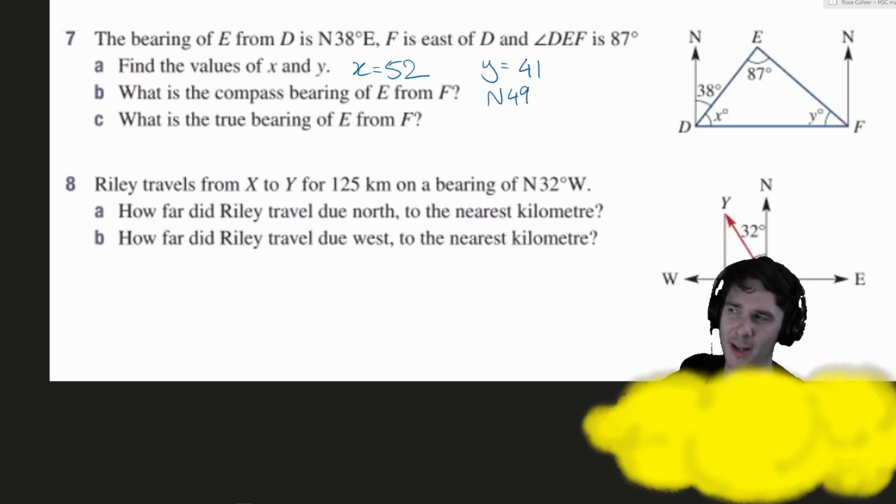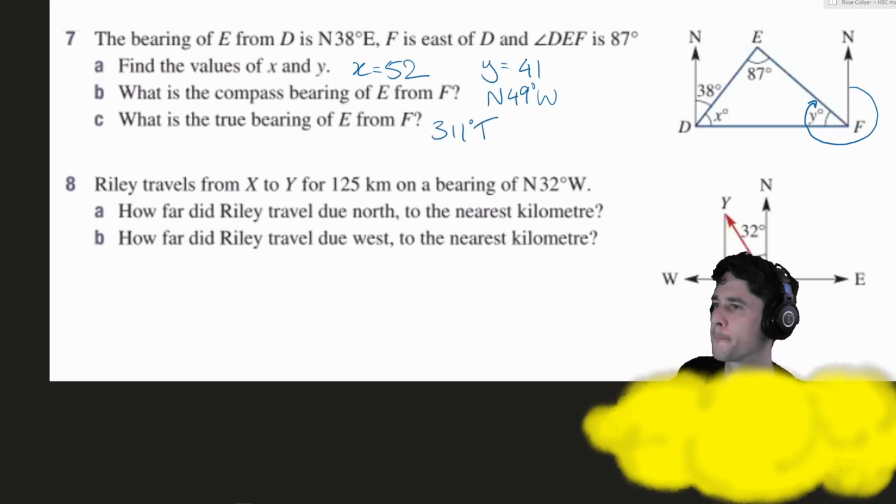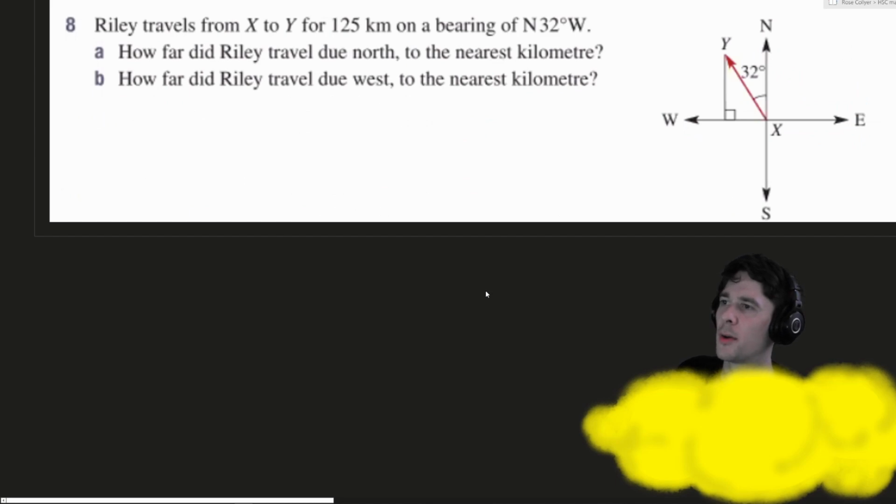I heard 45, but I'm going to write 49 because I know what you meant. And now they ask us, what is the true bearing? And again, it's of E from F. So if we mark on the diagram, we are looking for, that's right, 311 degrees true. Fantastic.